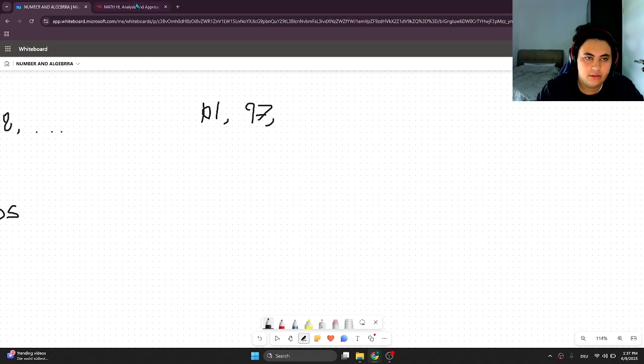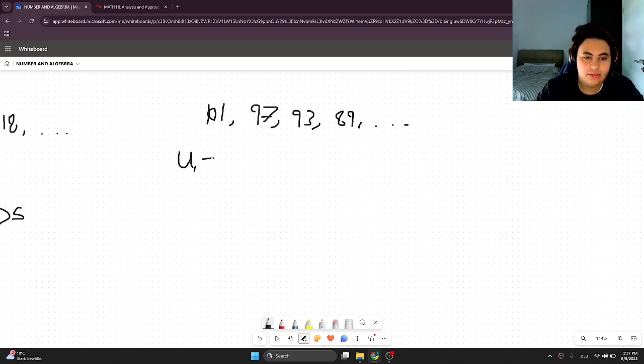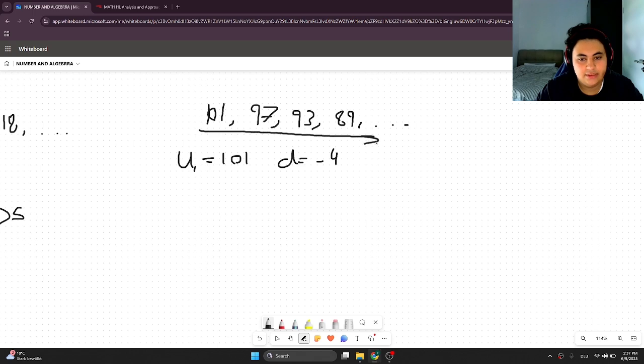Okay, let's keep going. We have 101, 97, 93, 89, and then it keeps going. For this sequence, the first term is equal to 101. And d is equal to 4. 101 minus 90, sorry, it's going to be -4. Yeah, -4, because here the sequence is decreasing, so it's going backwards. So -4, because 97 minus 101 is -4.